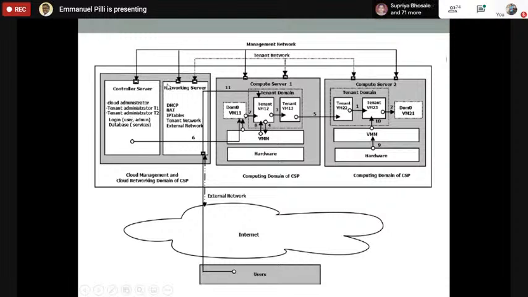So as you see, the controller server, the networking server, and the compute servers are all on a network called the management network. Then the networking server and the compute servers are on another network called the tenant network. And the outside network is also connected from the internet, from an external network. It is also connected to the network node. So users can come here and connect to it, get the resources from the cloud server, and then go and create their own virtual machines, right?